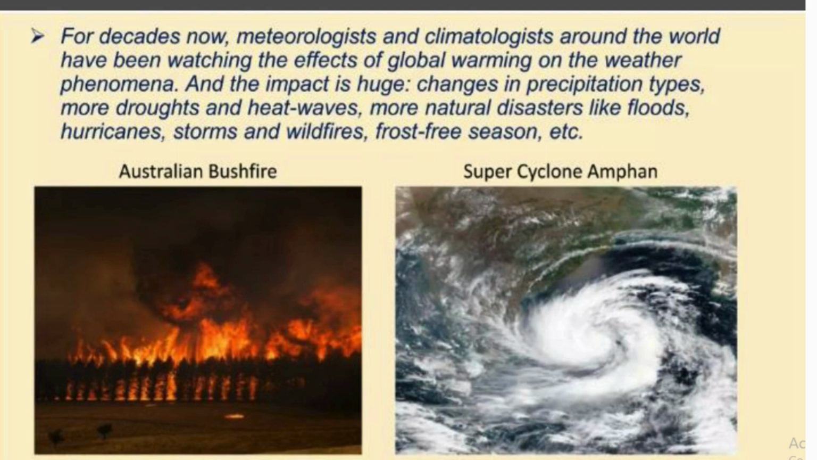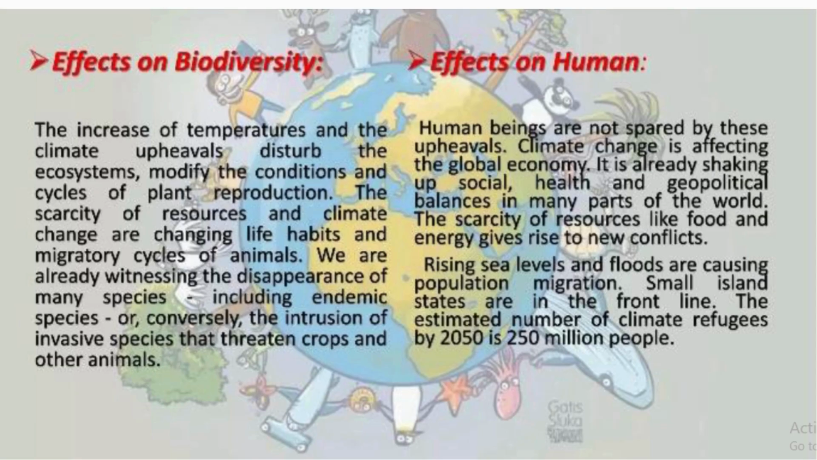Changes in precipitation type, more droughts and heat waves, more natural disasters like floods, hurricanes, storms, and wildfires, and so on. For example, there are two pictures of the Australian bushfire and summer super cyclones, which are examples of climate change. So basically, climate change affects our biodiversity.